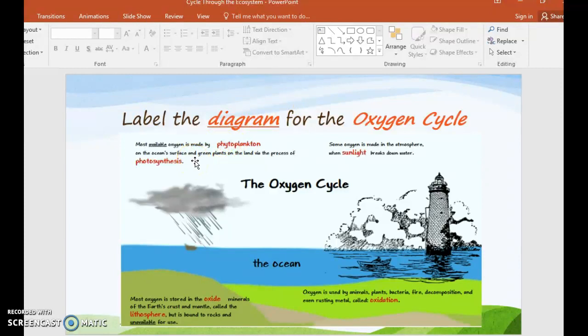Once again, when that's happening, most of the oxygen is stored in the oxide minerals. So some of the oxygen is released in the air, some of it is stored under the ocean in the ground, and then some of it is used by animals and plants and bacteria in the ocean. And that is a big part of the oxygen cycle. We're going to move into the carbon cycle next, but once again, feel free to pause, look over your notes, make sure you're filled in.